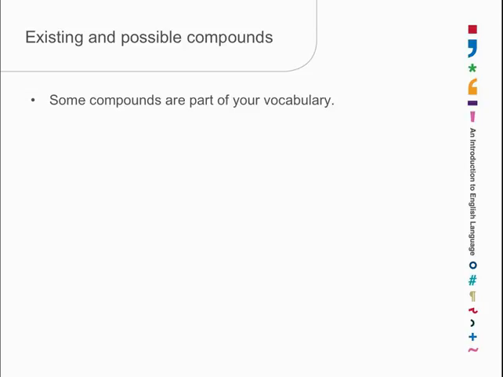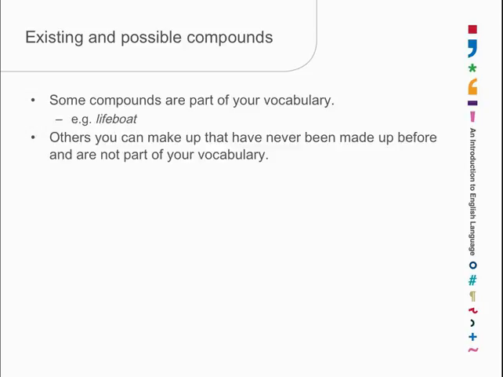So a lifeboat is an existing case, but you can make up lots of new items that aren't currently part of your vocabulary. So here's a hat boat. Perfectly possible. What's a hat boat? Well, it might be a boat that's shaped like a hat, or a boat that's used for transporting hats. Notice again that the word boat tells us that this whole thing is a noun, but it's also a type of boat, just like a lifeboat is a type of boat. So boat is the head, and the head is the right-hand element of the two.